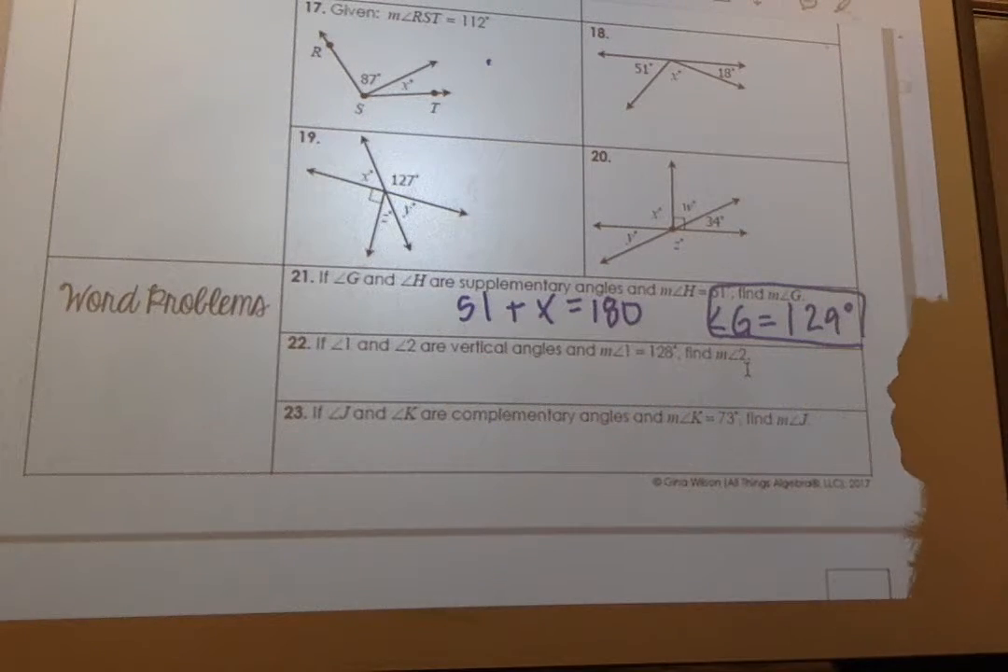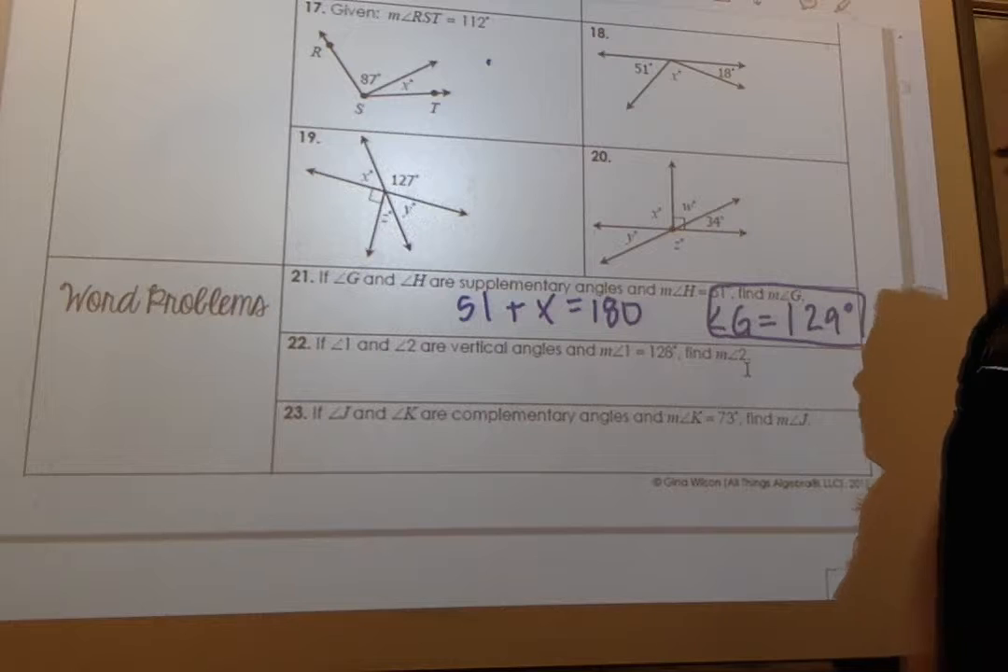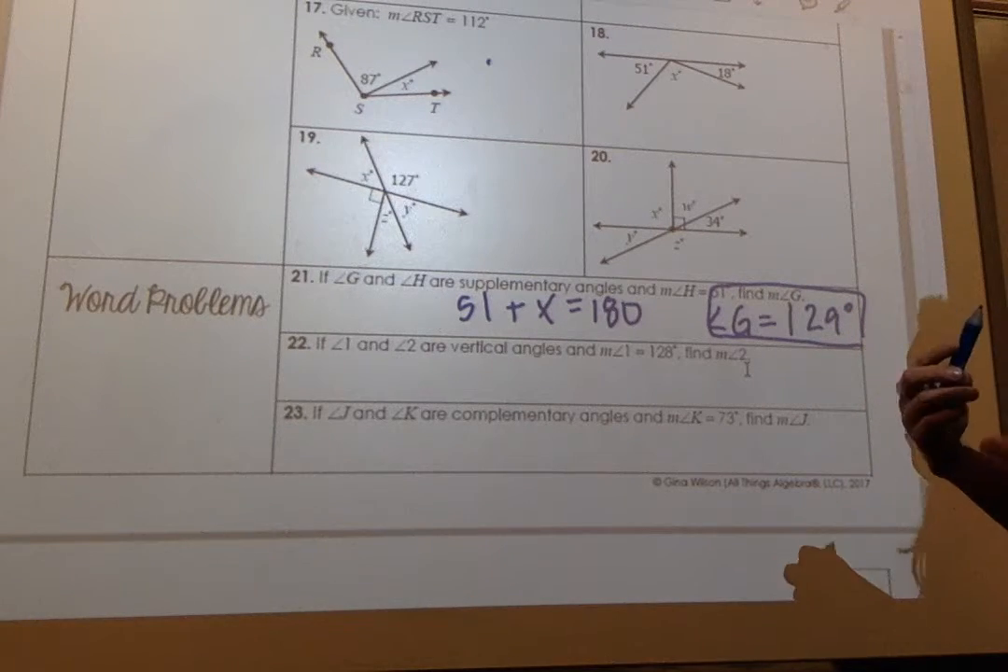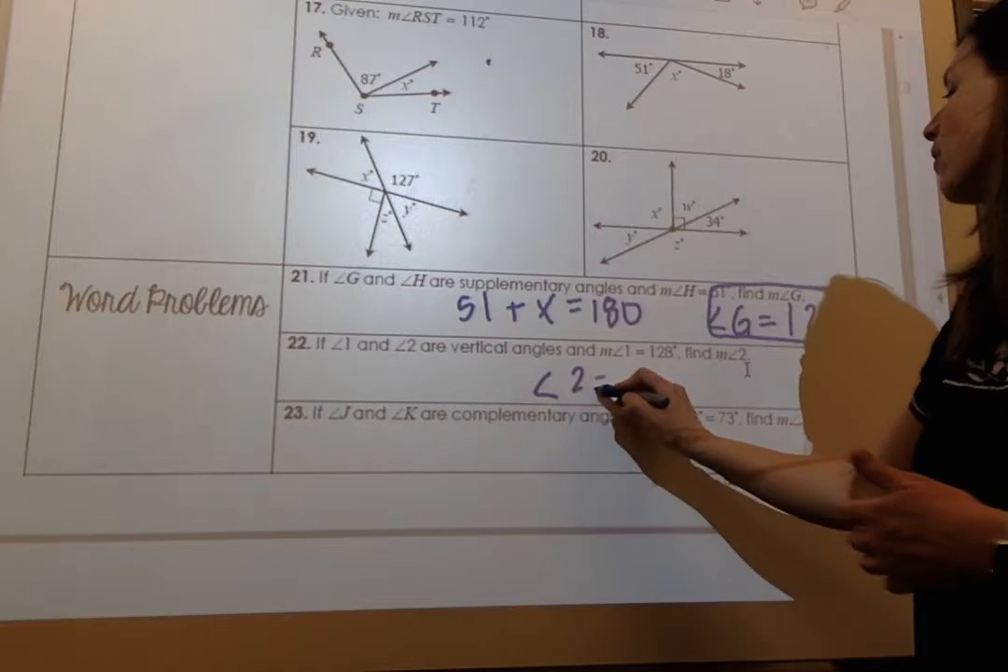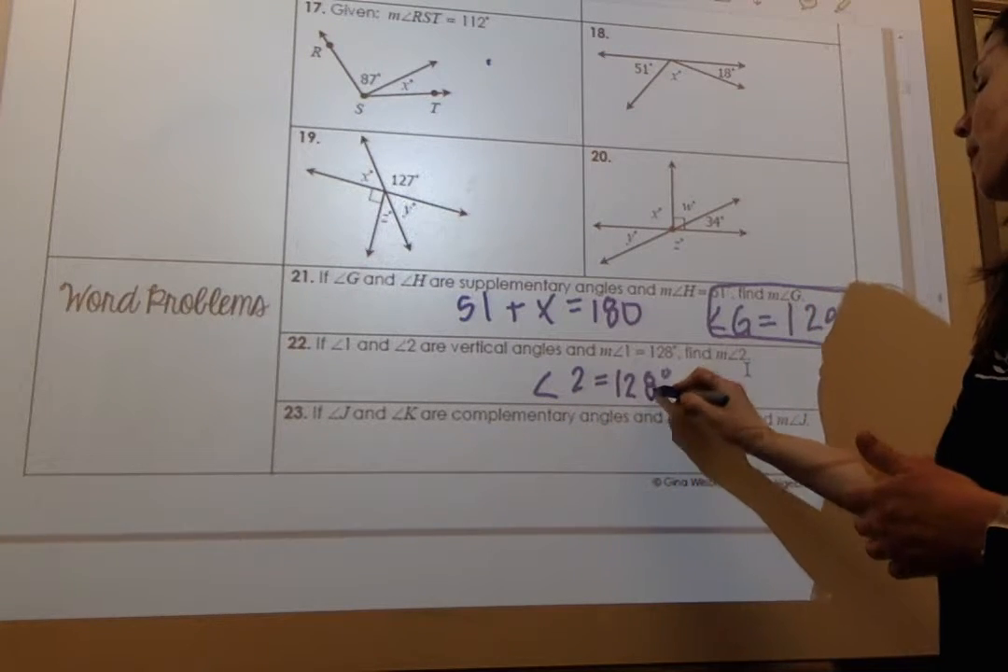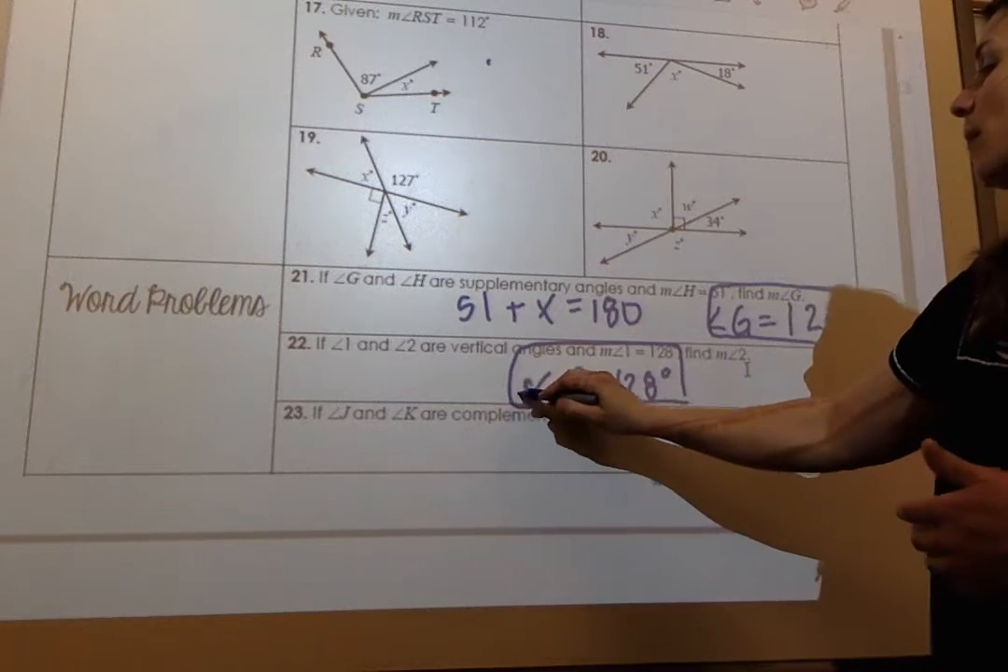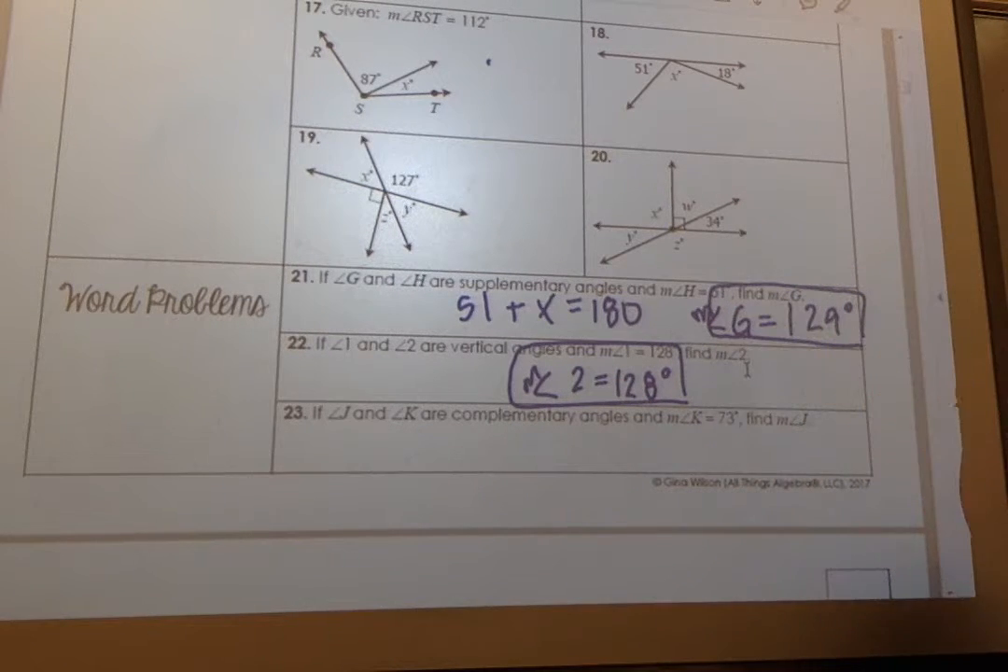Angles 1 and 2 are vertical. If angle 1 is 128 degrees, angle 2 is also 128 degrees because vertical angles are congruent. So the measurement of angle 2 is 128 degrees.